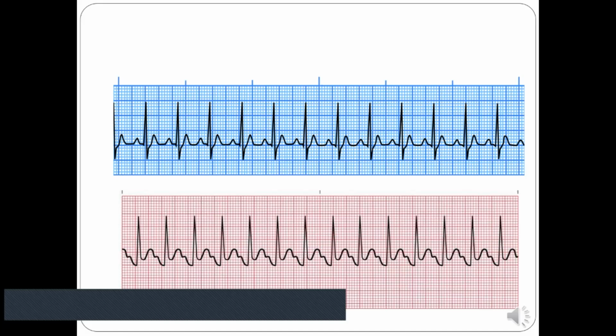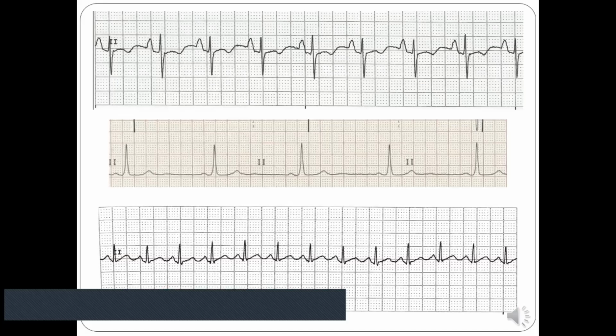These are some more sinus tach. As you can see, when they start getting faster, though, it gets a little more difficult to look for that P wave, right? Because the heart rate is beating so fast.